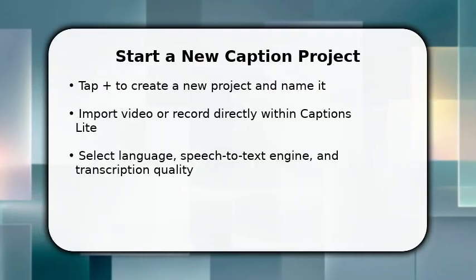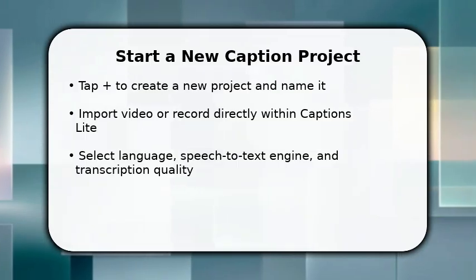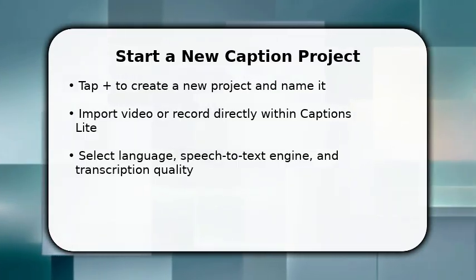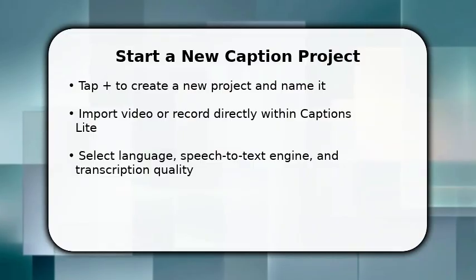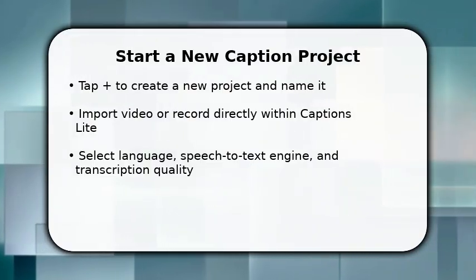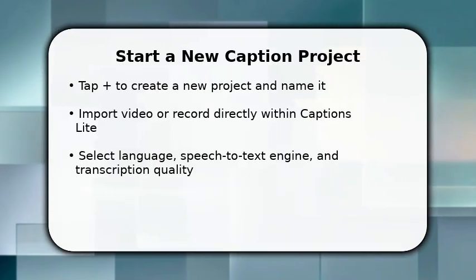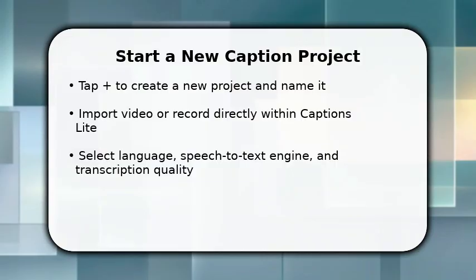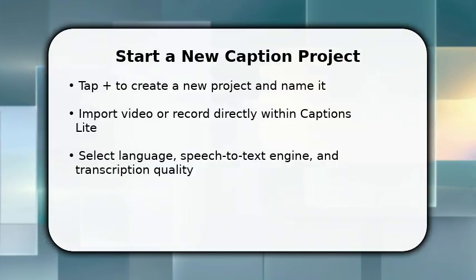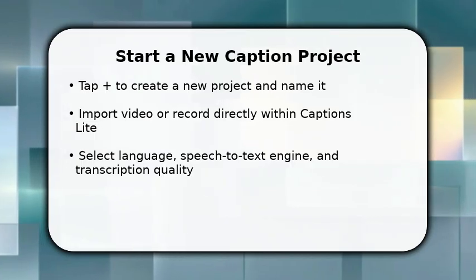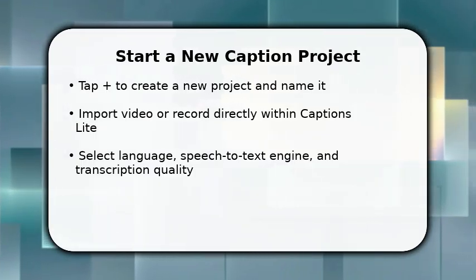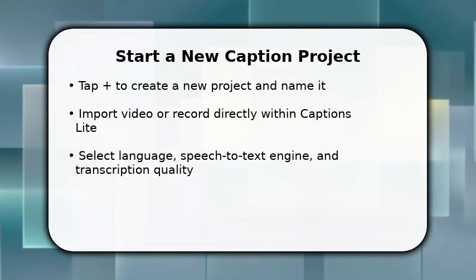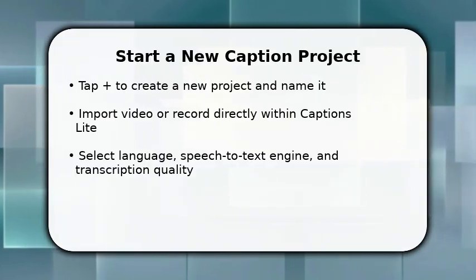You begin by creating a project and importing your media. Once done, give it a clear name so you can find it later. You should choose the correct audio language and transcription quality because that affects accuracy. Make sure to pick the speech-to-text engine that balances speed and precision for your device. Then press Start Transcription and watch the live progress bar. This gets you into editing without wasting time on trivial settings.